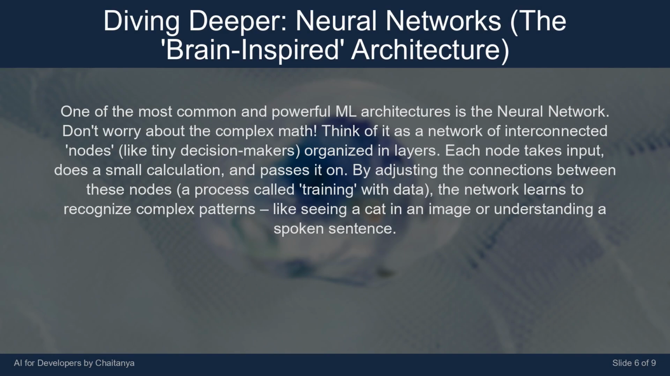One of the most common and powerful ML architectures is the neural network. Don't worry about the complex math. Think of it as a network of interconnected nodes, like tiny decision makers, organized in layers. Each node takes input, does a small calculation, and passes it on. By adjusting the connections between these nodes, a process called training with data, the network learns to recognize complex patterns, like seeing a cat in an image or understanding a spoken sentence.